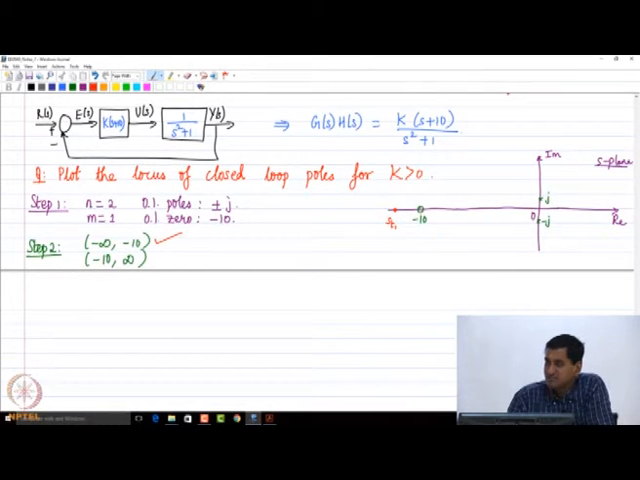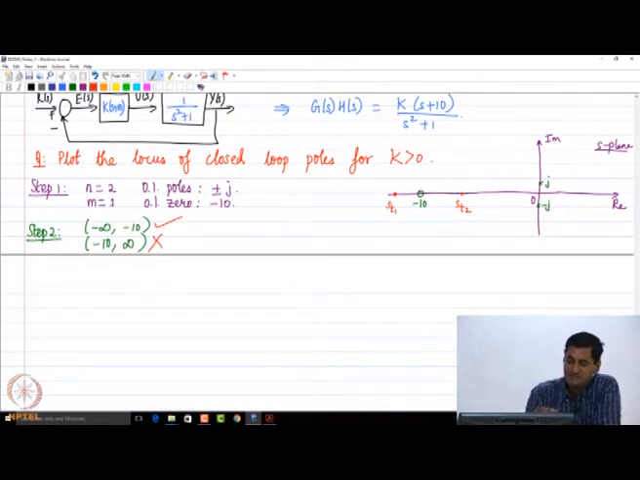What about minus 10 to plus infinity? I look to the right. Let us say I take a test point S T2 in the region from minus 10 to infinity. I look to the right and there are 0 open loop poles and open loop zeros to the right of it. So, this region does not lie on the root locus. So, the only region that lies on the root locus is minus infinity to minus 10.